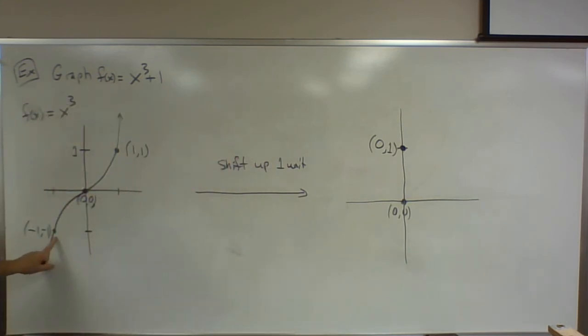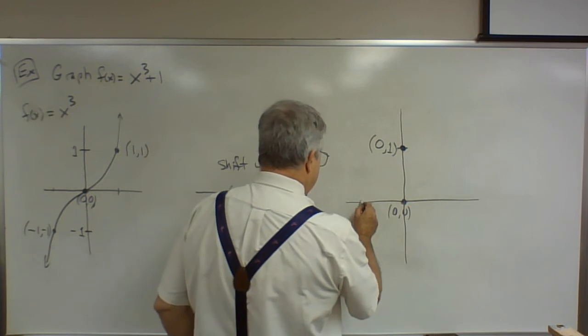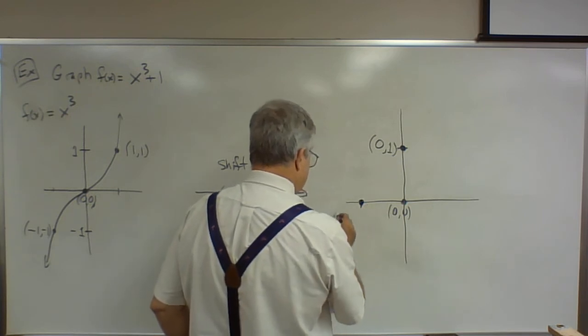I'm going to take this point and move it up 1. X is going to remain at negative 1, but I'm going to add 1 to the y coordinate. This is -1 right here. I'm moving up 1 unit, and y is going to be 0. So this is going to be a point on the new graph.